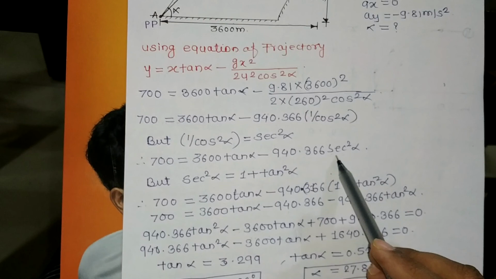With this, we can say alpha equals 73.136 degree and the second is alpha equals 27.87 degree. Alpha equals 73.136 is the maximum angle of projection, and alpha equals 27.87 is the minimum angle of projection. Here are the two values of alpha at which the target can be hit. That means alpha equals 73.136 degree and alpha equals 27.87 degree.